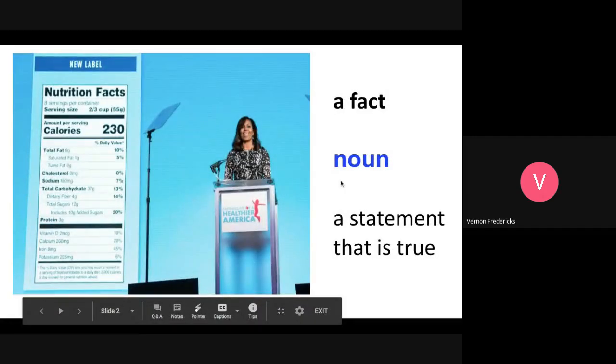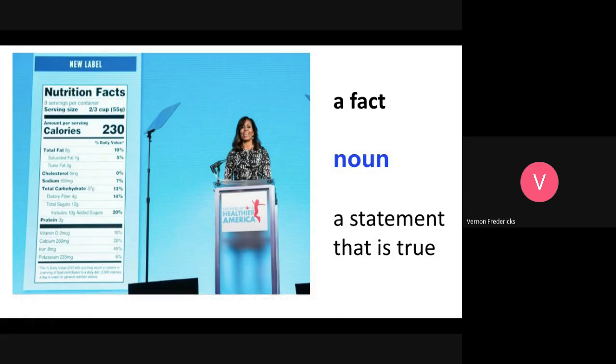Okay, the first vocab word we're going to have a look at is the word a fact, which is basically a noun. Yes, a fact is a statement that is true. For example, I can say you are Saudi, or you are Yemeni, or you are Syrian. This is a fact and it is true.